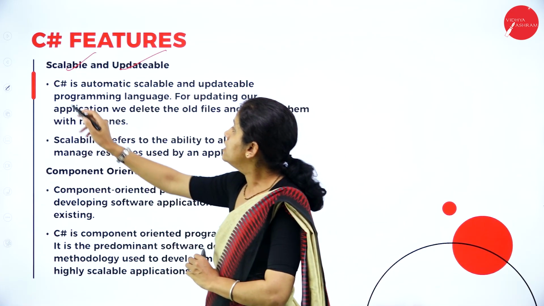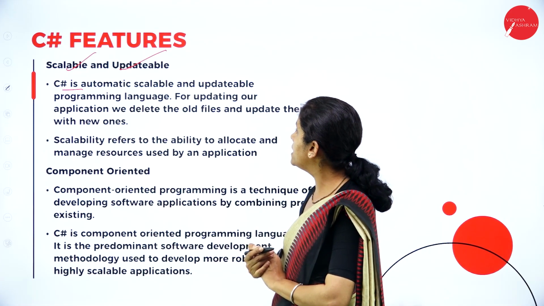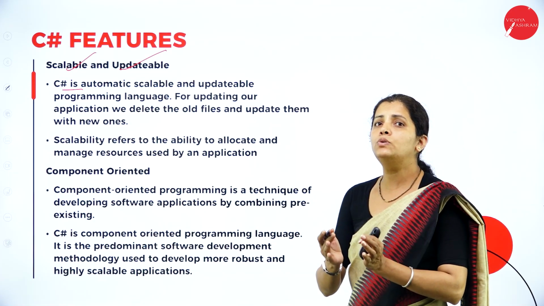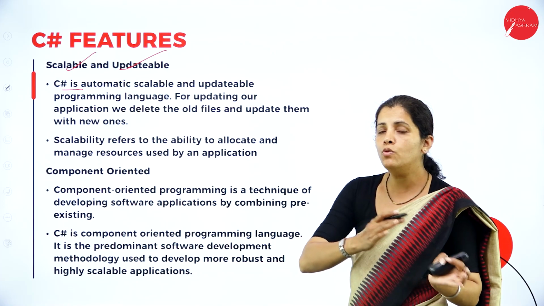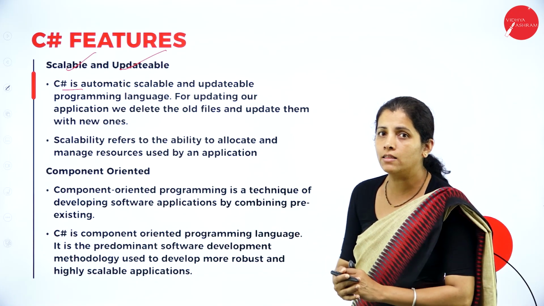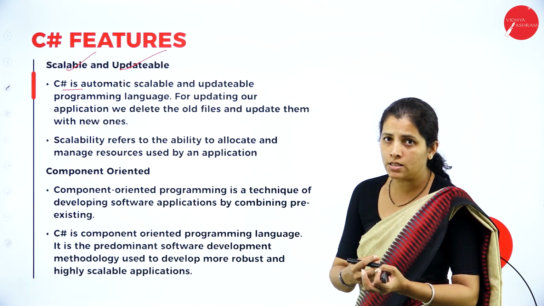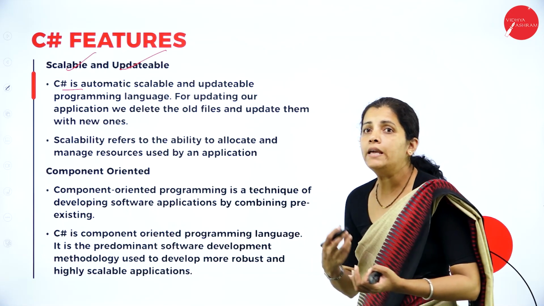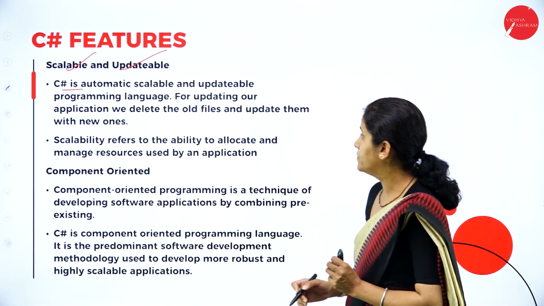Another very important feature of C# programming is scalable and updatable. So C# is an automatically scalable and updatable programming language. So I can carry or move from one system to another. In the sense, I can share the resources between the systems. And it is very easy to update the new features.